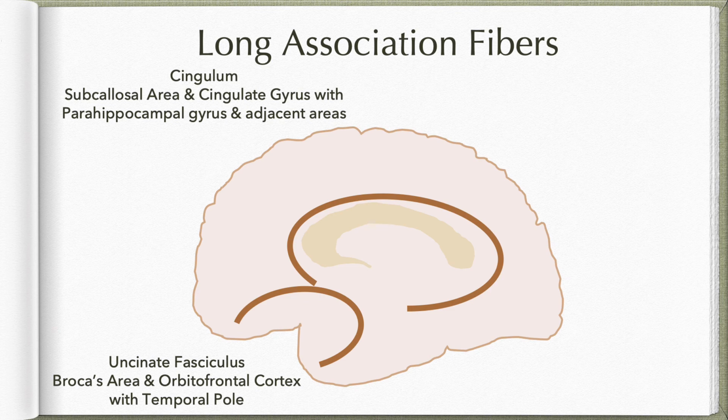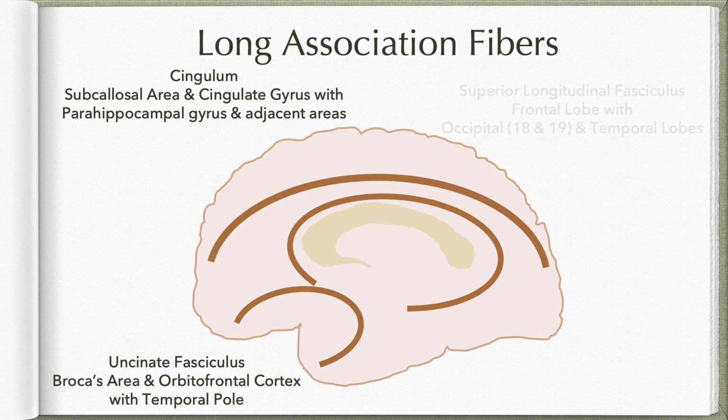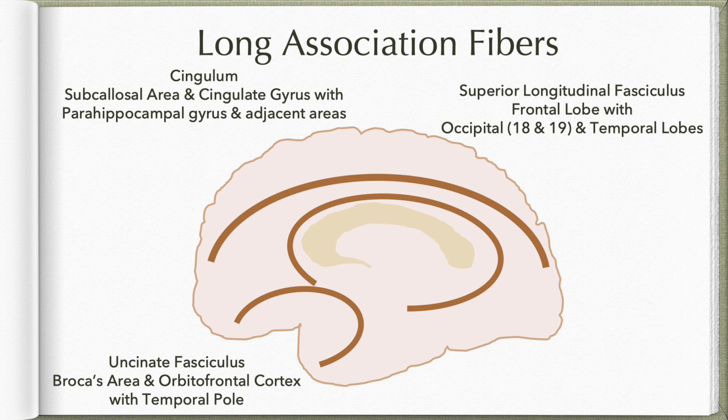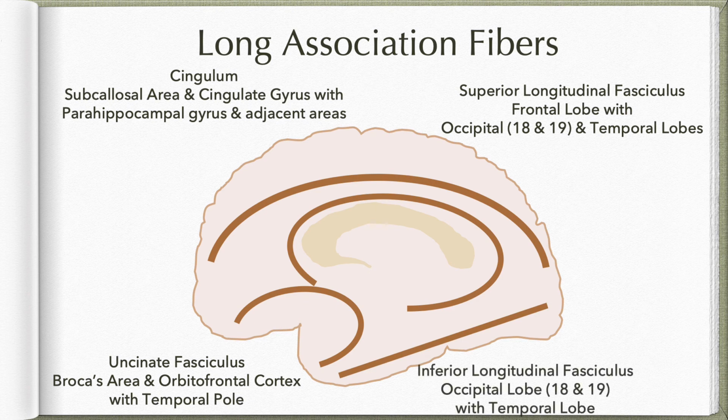This is part of the Papez circuit, which is an important part of the circuit which will be governing memory. Then we have superior longitudinal fasciculus. It connects frontal lobe with the occipital lobe, especially areas 18 and 19. Some of these fibers will also continue forward into temporal lobes. We have inferior longitudinal fasciculus, which connects occipital lobe with the temporal lobe.